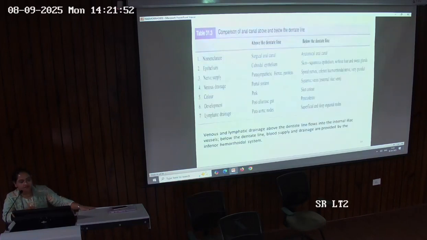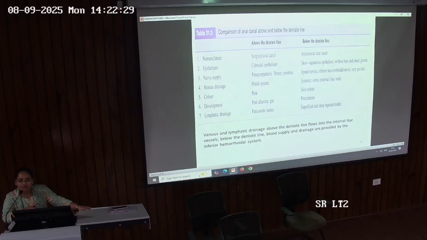This is the difference between the above and below dentate line. Above the dentate line there is surgical anal canal, and below the dentate line there is anatomical anal canal. Above the dentate line is cuboidal epithelium, and the venous drainage is inferior mesenteric vein and portal vein, and also contains the lymphatic drainage of para-aortic lymph nodes. And below the dentate line, there is skin squamous epithelium, and there are superficial and deep inguinal lymph nodes. Above the dentate line, मैंने बताया था, the supply is from autonomic nervous system.